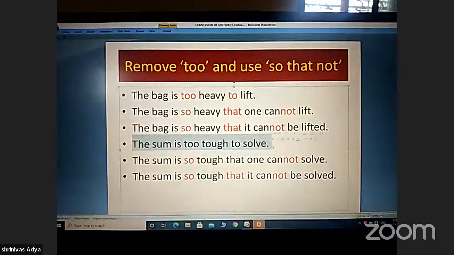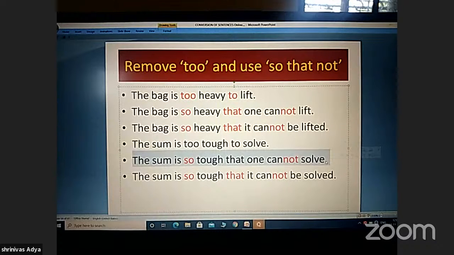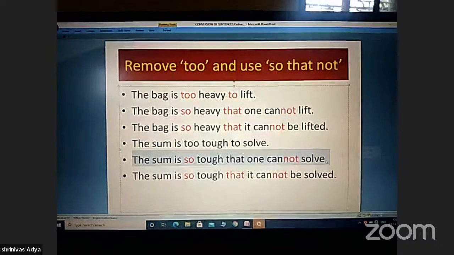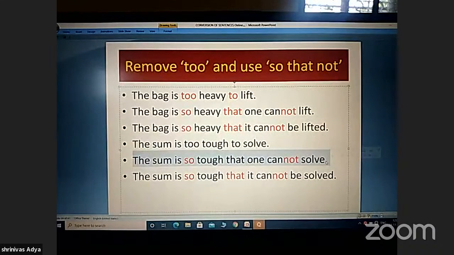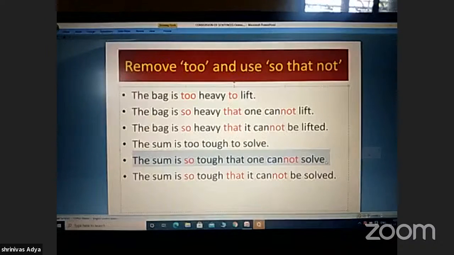The sum is too tough to solve. Again, this has too and to in it. This time I have not put those two words in red, but I think you can conveniently identify them. So how can we rewrite it using so that not? Here is the sentence, take it down. The sum is so tough that one cannot solve. Be writing fast.